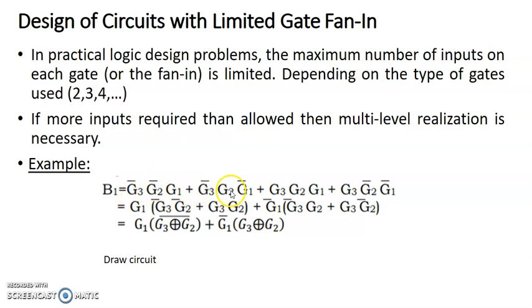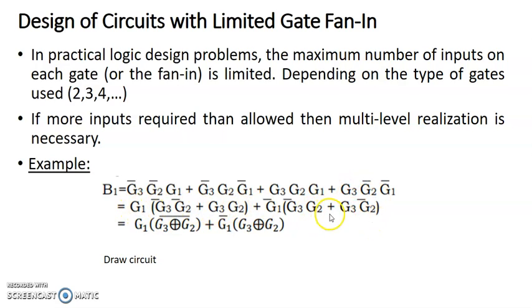We take common factors out of these, and based on that we reduce it. For example, in this, G3 bar, G2 bar, G1, and then G3, G2, G1. I'll take G1 common out of these two. Then I get this expression. Then out of these two I'll take G1 bar common. I get G3 bar G2 plus G3 G2 bar.